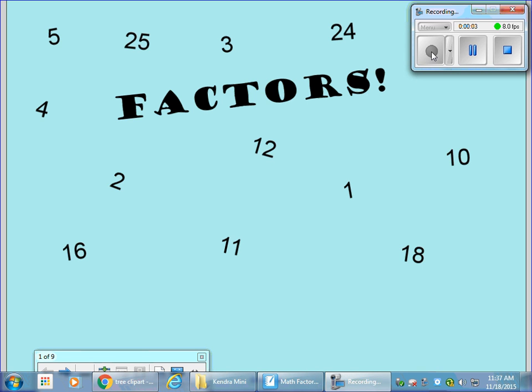Hey guys, all right, so what we're going to be doing for the next 3 days or so is looking at some review. We're going to go over factors today. Tomorrow we're going to do prime factorization. And then on Monday, we're going to do some place value and rounding stuff. But today we're going to work on factors.